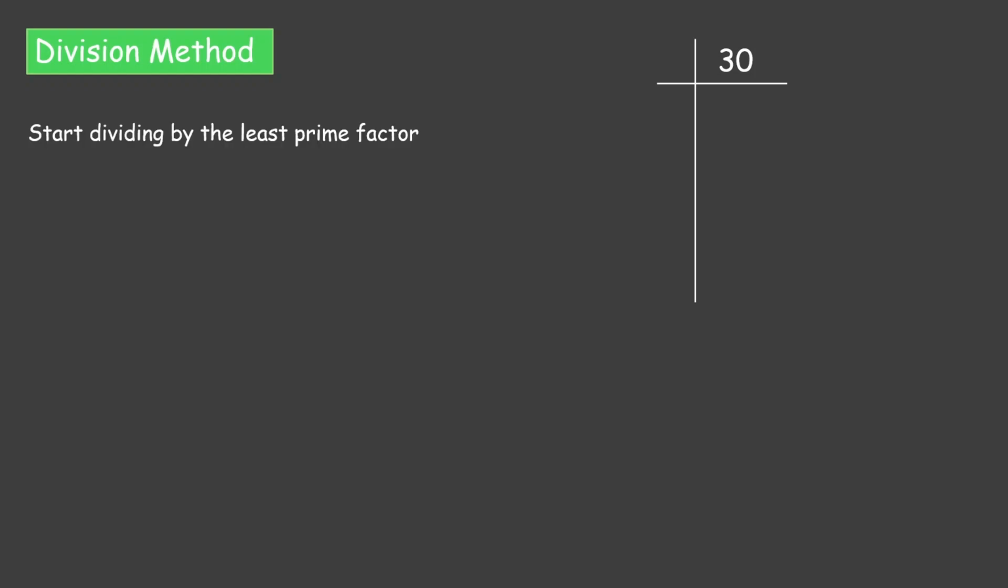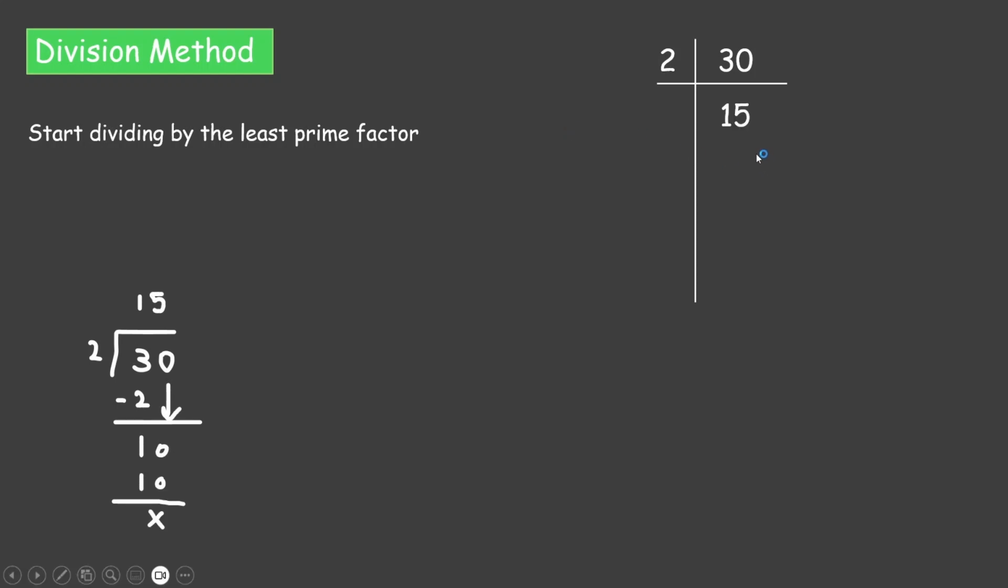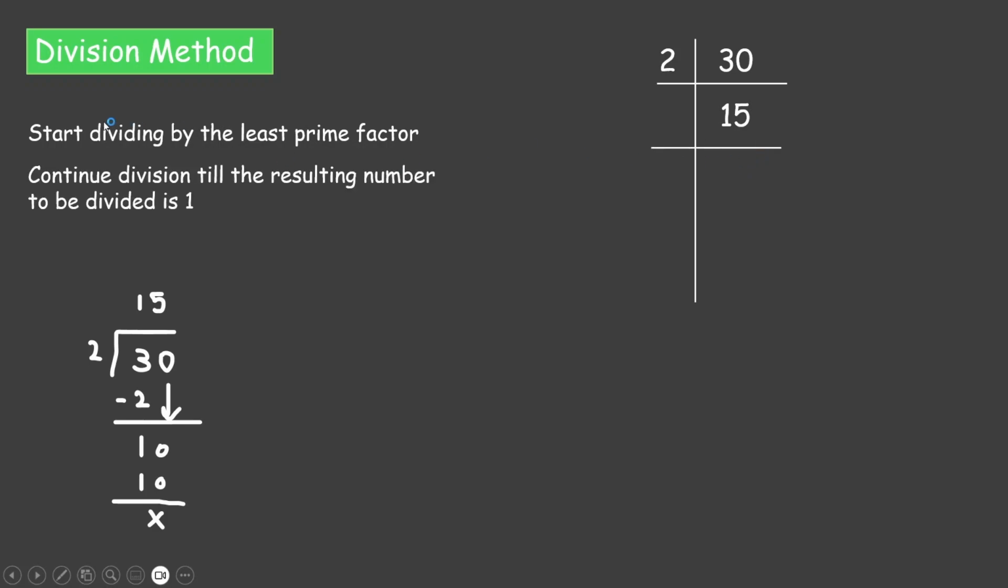Now the first step is to start dividing by the least prime factor. The factors of 30 are 1, 2, 3, 5, and so on. The least prime factor is 2. Also, a quick trick is to check if the number is even. If it is even, it is definitely divisible by 2, and 2 is the least prime factor. So we'll divide 30 by 2 and we get 15. So we write 15 over here. Now we will continue this division till the resulting number to be divided is 1.